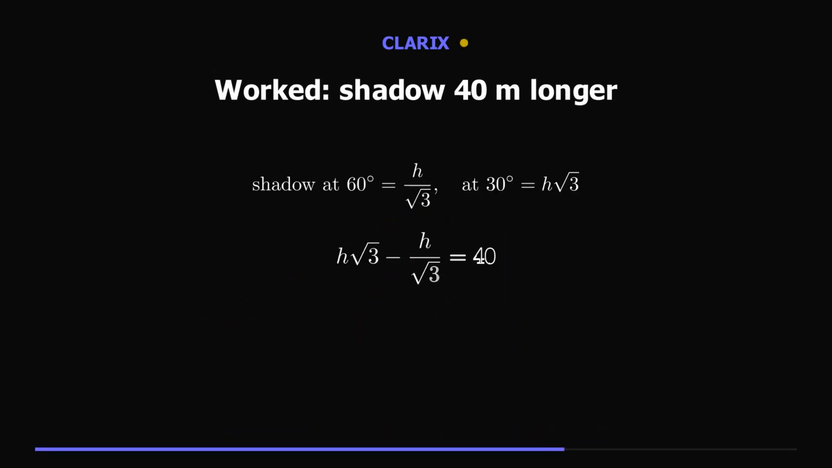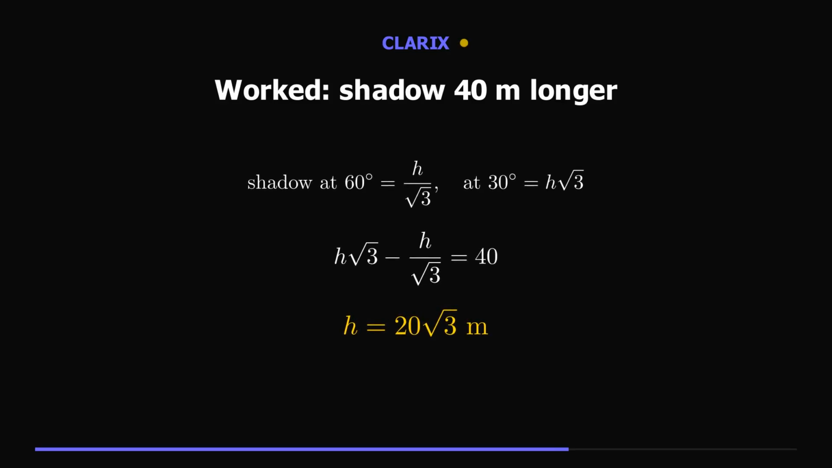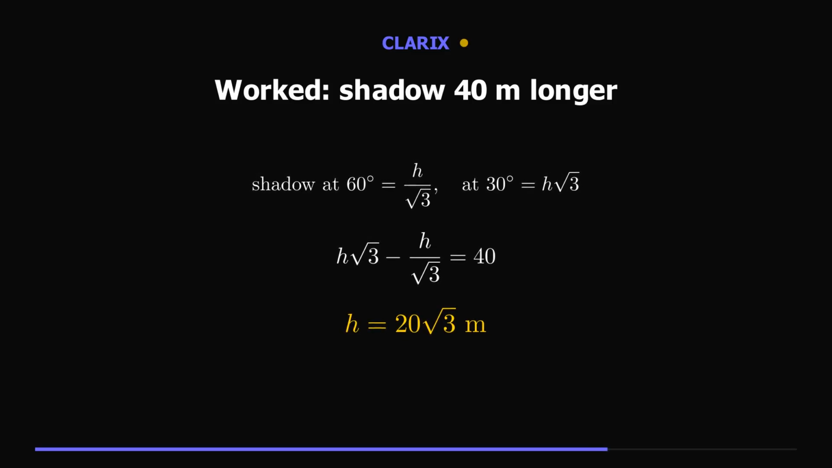Classic example. A tower's shadow is 40 meters longer when the sun's elevation is 30 degrees than when it's 60. Let the height be h. At 60, the shadow is h over root 3. At 30, it's h root 3. Their difference is 40, so h root 3 minus h over root 3 equals 40. Solve, and the height comes out to 20 root 3 meters. 2 triangles, 1 shared height eliminated.